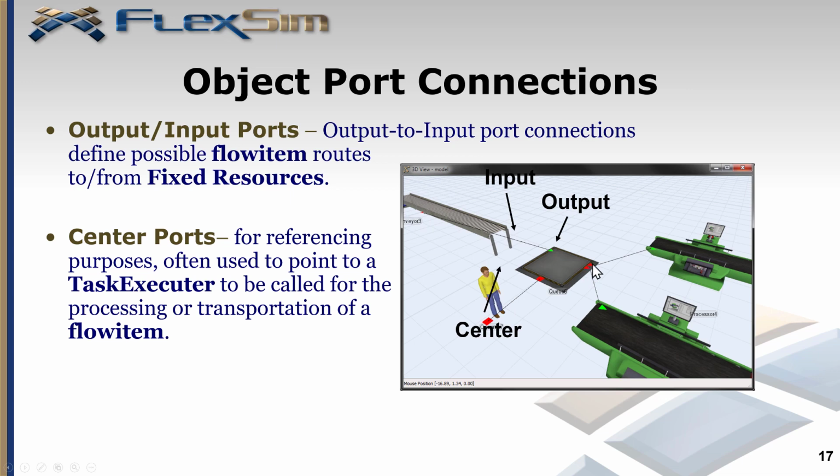These two arrows are output ports, ordered numerically from top to bottom. This is the first output port, and then it has a second output port connected to each of the two processors. Now this square port down here is called the center port, and it's showing a connection from the center port of the queue to the center port of an operator. Now center ports are for referencing purposes, and they're often used to point to a task executor like this operator here to be called for the processing of the item or transporting of the flow item.